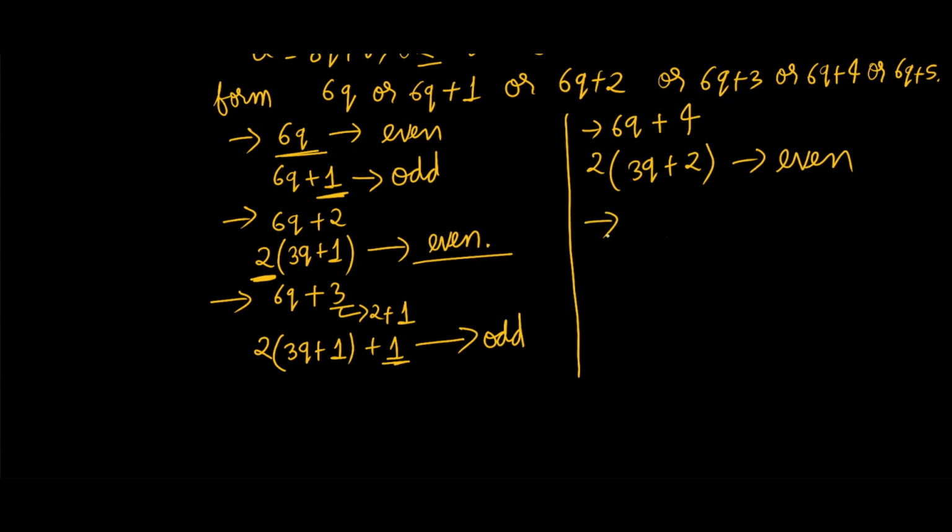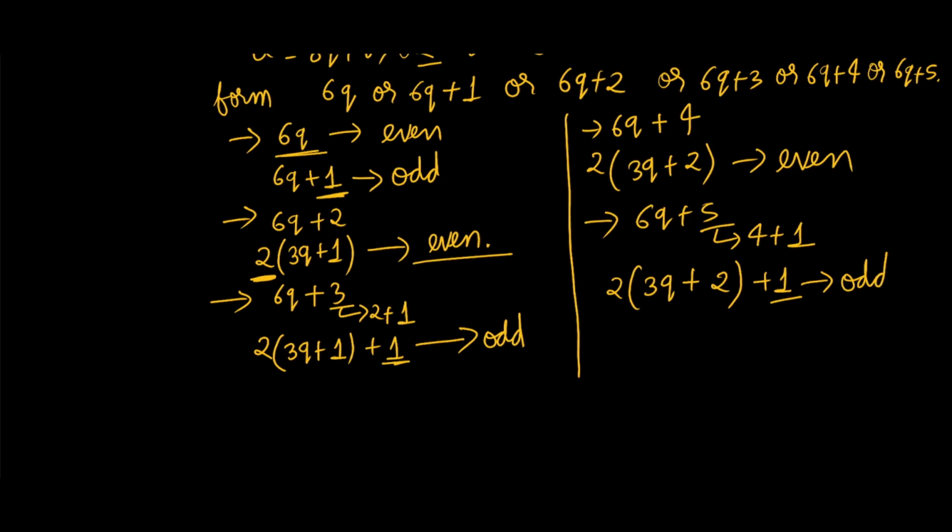And from here we will take 6q plus 5. So we can write it in the form of 6q plus 4 plus 1. So we will get 2 into 3q plus 2, and plus 1. So plus 1 is odd as it is a remainder. So here we get 3 odd forms: 6q plus 1, 6q plus 3 or 6q plus 5.